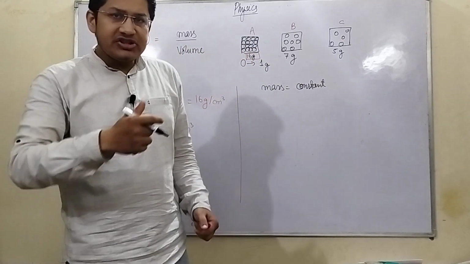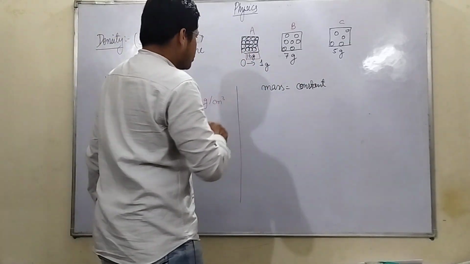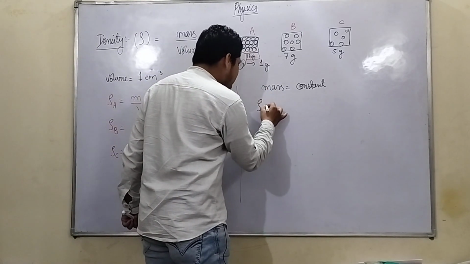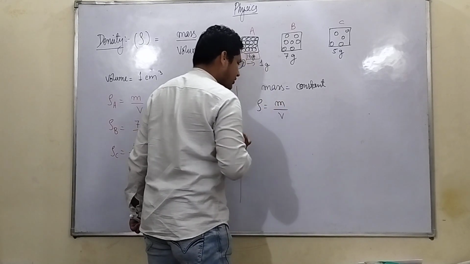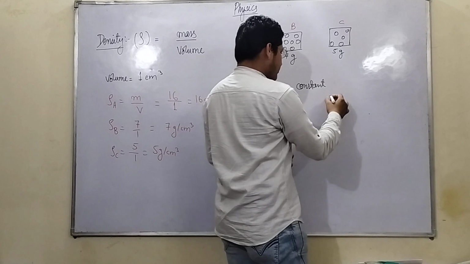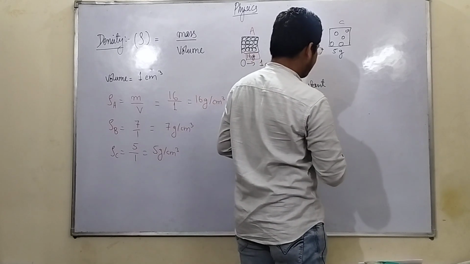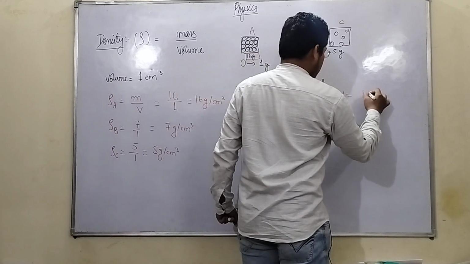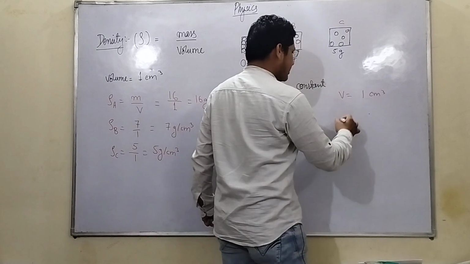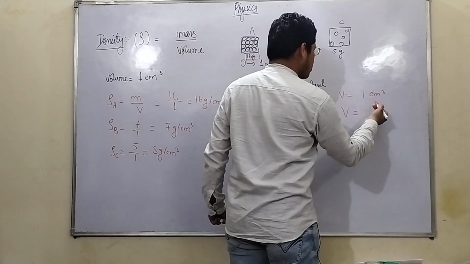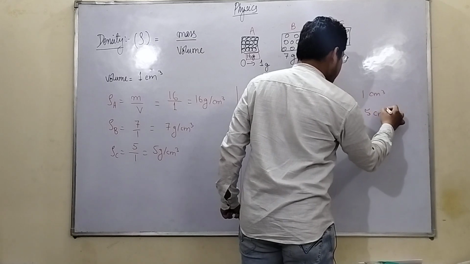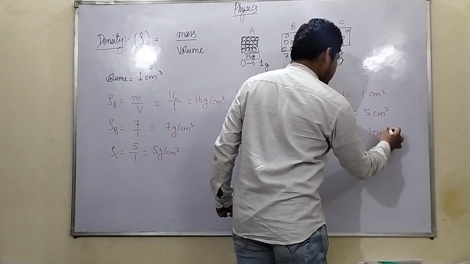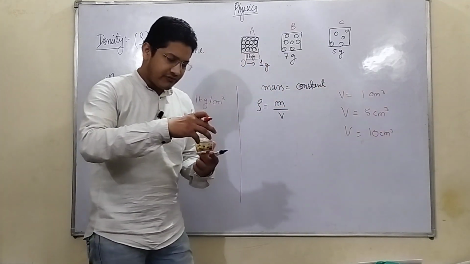Earlier, those balls settled down at the bottom, so the volume is less. And as we know, density is equal to mass per unit volume. In the first case, let's say the volume is 1 centimeter cube. In the second case, let's say the volume is 5 centimeter cube. In the third case, let's say the volume is 10 centimeter cube, after filling the final water.